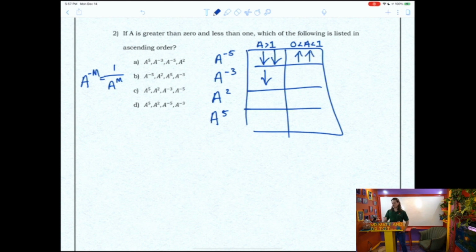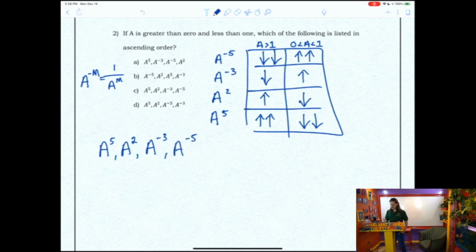A to the negative 5th would be the greatest, followed by a to the negative 3rd, because they're actually going to increase, not decrease. If we have a value greater than 1 and we squared it, we would normally expect that value to increase. And if we raise that value to the 5th power, we would expect it to increase even more. So the opposite is true if that number is in between 0 and 1. So if we're placing these values in ascending order, we're going from the least, which is a to the 5th power, then a squared, then a to the negative third power, then a to the negative fifth power. And that's answer selection C.